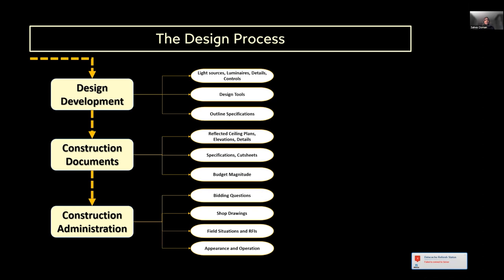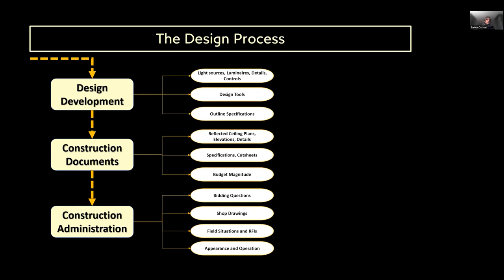We're bringing in schedules and cut sheets and thinking about controls for the lighting and using design tools like calculation software to iron out all those engineered approach and hard science elements of uniformity and all these things. And then start doing the outline specifications that define the level of design and starting to prep the project towards construction, basically.